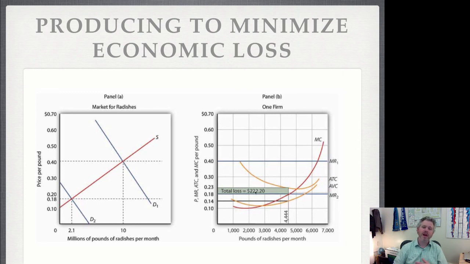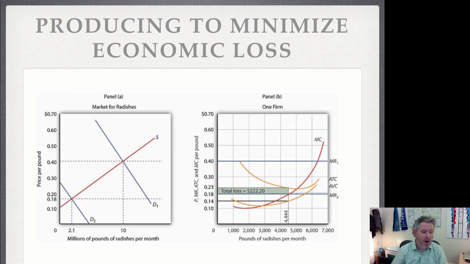Why would they produce there? Well, this is actually the point at which they are minimizing their losses. If they produce at any other level, they would actually incur a loss that is bigger. All right. So they're not making profits, they're making losses, but they're incurring the smallest loss possible.